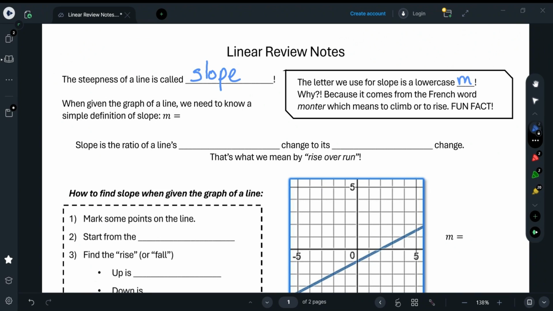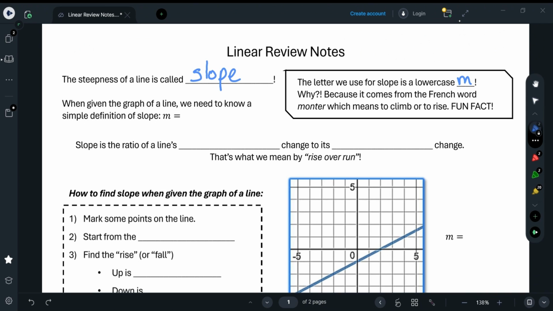Lowercase m. Now, you know what? I never knew why the letter m was used to represent slope, because obviously there's no m in the word slope. But this is kind of interesting. I just learned this recently. It comes from this French word here, and I don't know how to pronounce French, so I won't try. But that's where we get it from. Okay, so moving on here.